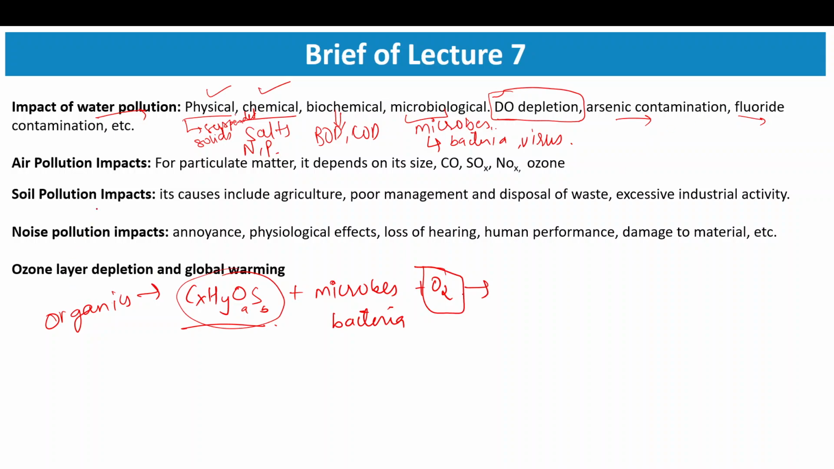Now moving forward, air pollution impacts. It depends on particulate matter. As I have mentioned, particulate matter can be of different sizes, PM10, PM2.5, and depending on the size, it will reach our body and result in bronchitis. It can result in asthma. Now there can be carbon monoxide also. Can somebody tell me from where carbon monoxide arises and what are the adverse health impacts on humans due to carbon monoxide?